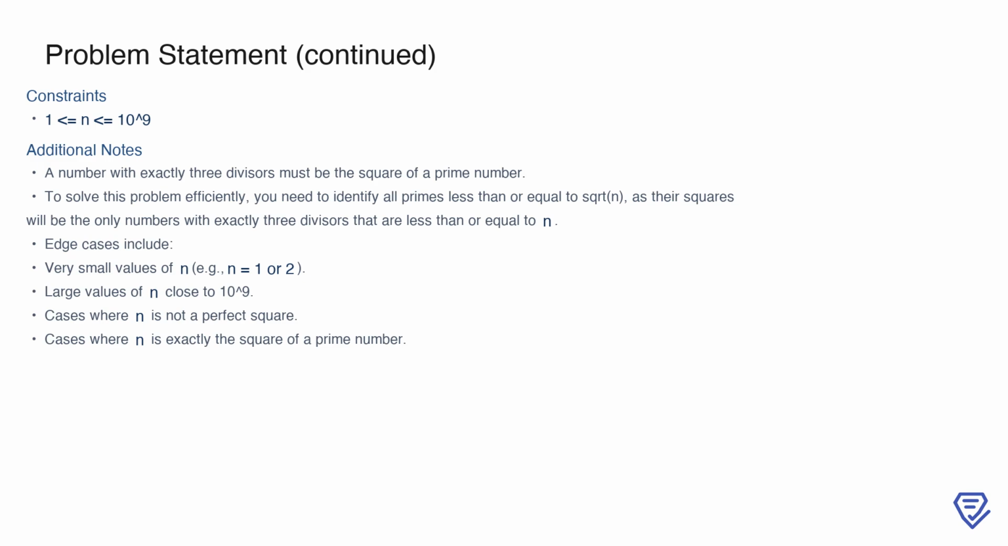Be mindful of edge cases such as very small values of n, like 1 or 2, extremely large values close to 10 to the power of 9, cases where n is not a perfect square, and cases where n is exactly the square of a prime number. These considerations will help ensure your solution is both correct and efficient.